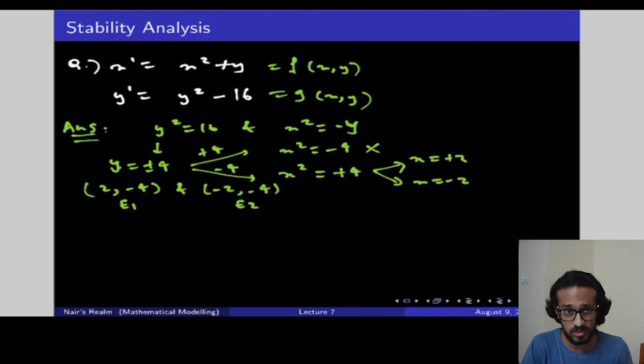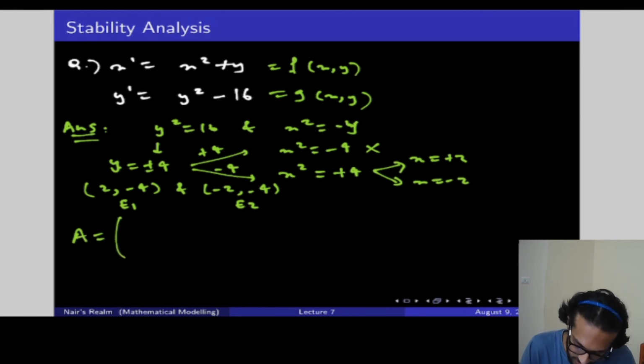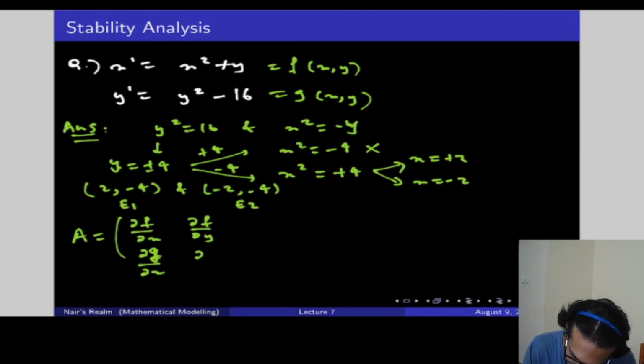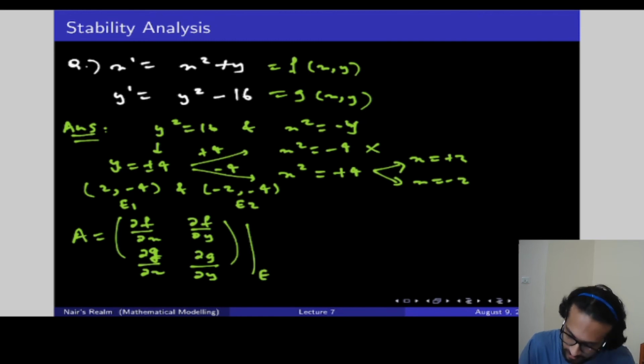So like I've already said, now we have to find the Jacobian. So how do we find the Jacobian? You do dou f by dou x, dou f by dou y, dou g by dou x, dou g by dou y, and evaluate it at E. So first we'll plug in E1, find the stability, then we'll plug in E2, find the stability. But first, what is the Jacobian matrix?